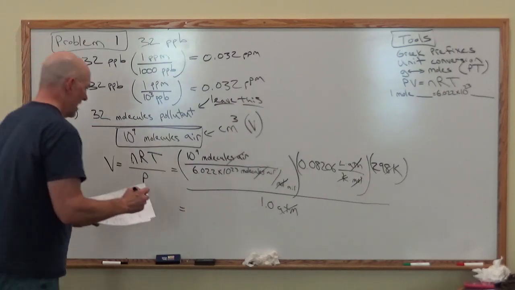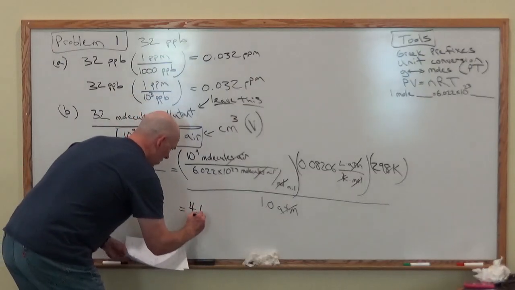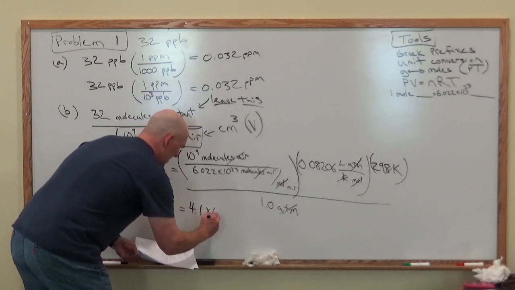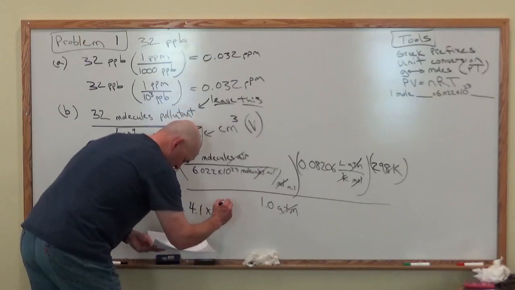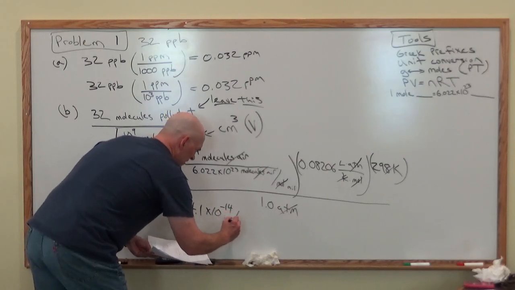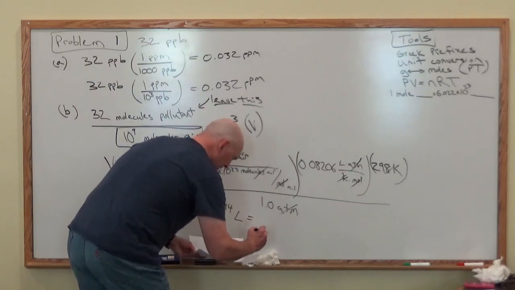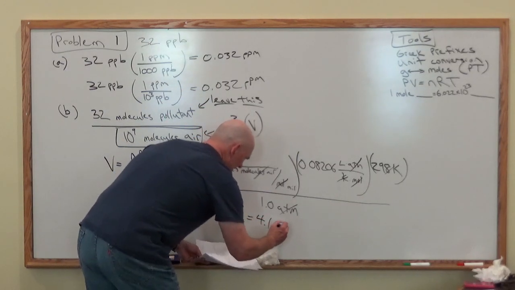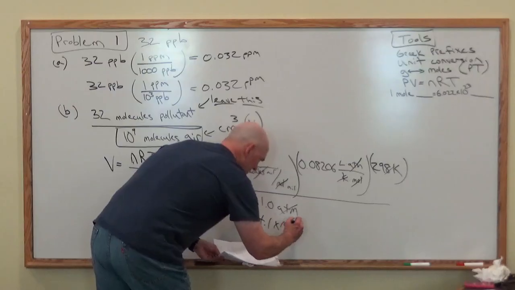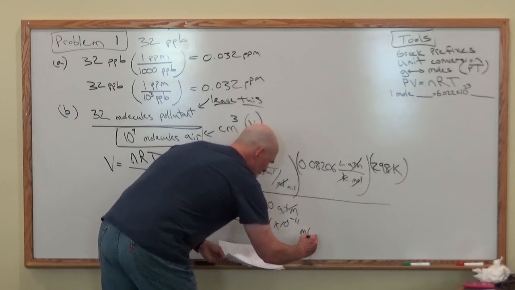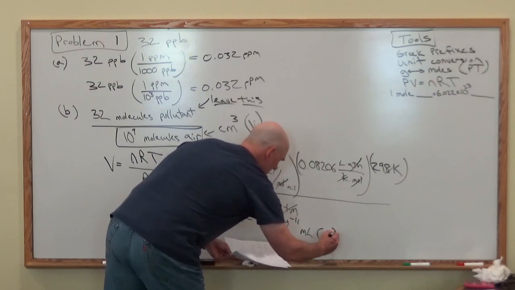So this is a little sloppy, but I came up with 4.1 times 10 to the minus 14th liters, which is, I'll let you figure this out, 4.1 times 10 to the minus 11th milliliters, which is the same thing as a cubic centimeter.